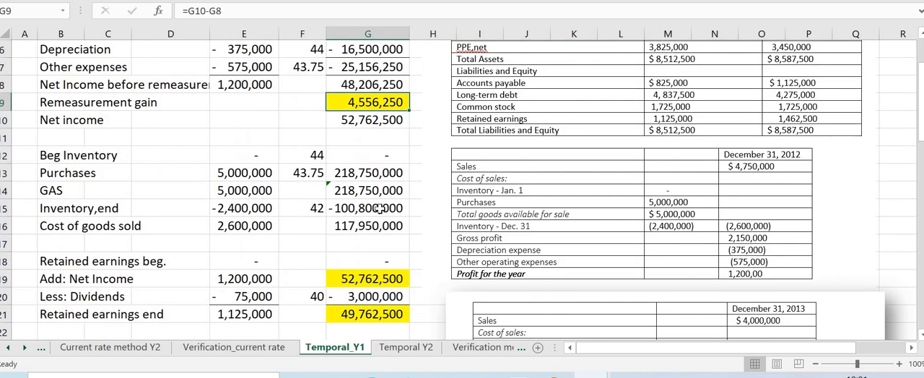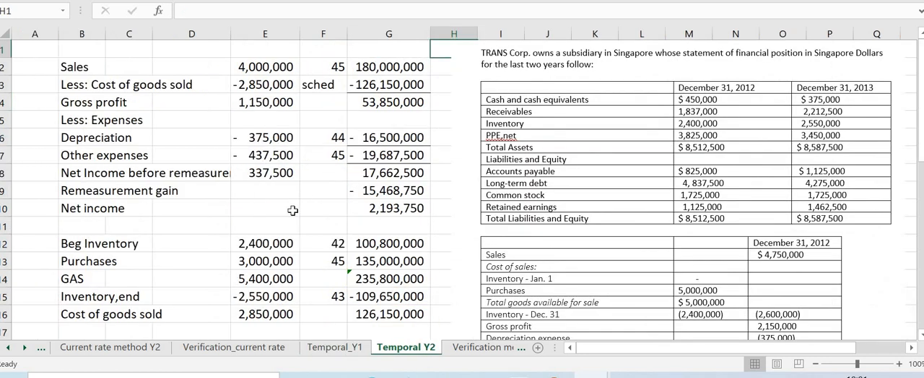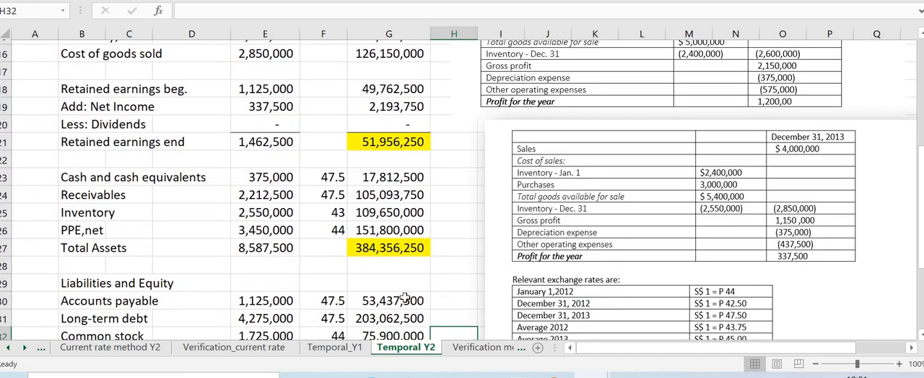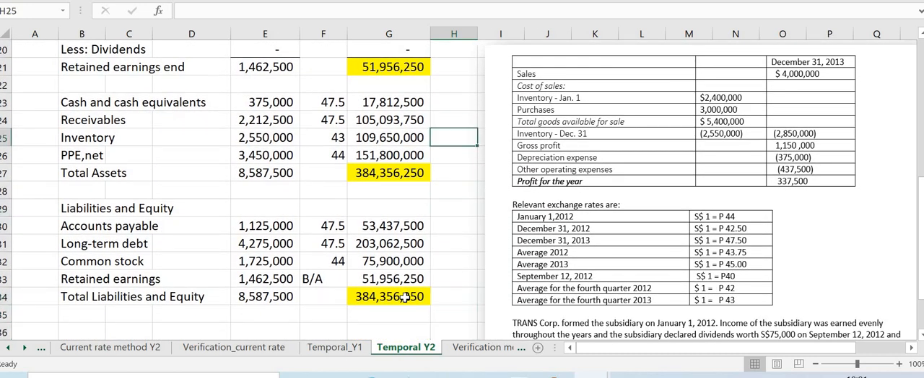or yung beginning balance ng inventory natin translated in Philippine peso, yan, at 100,800,000, okay? Plus yung purchases natin, translated using the average rate for 2013. So we have goods available for sale of 235,800,000. And then yung ending inventory natin, we'll translate that, diba, using the average for the fourth quarter in 2013, which is actually 43. Okay?